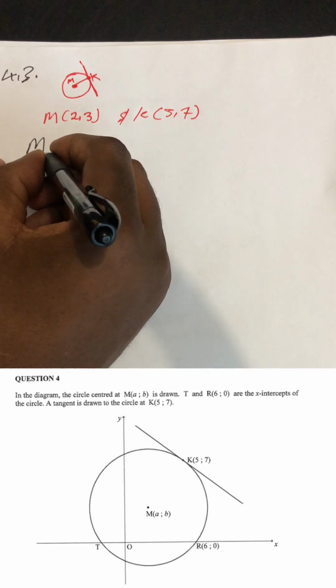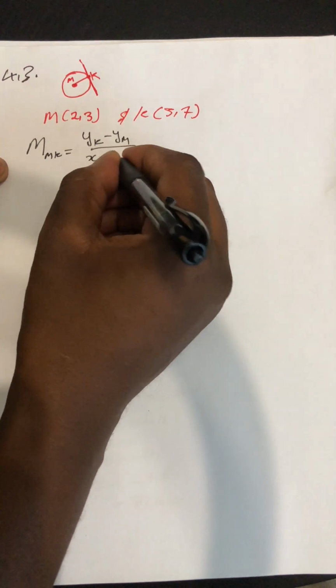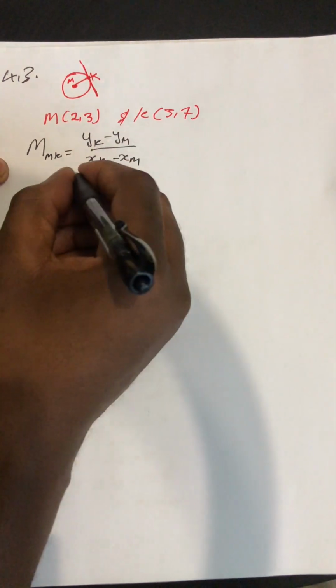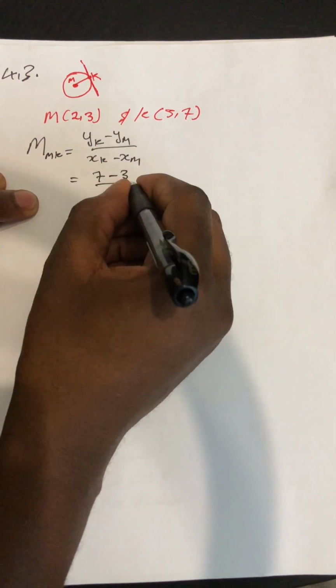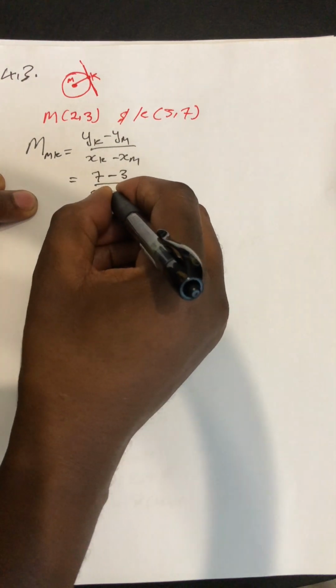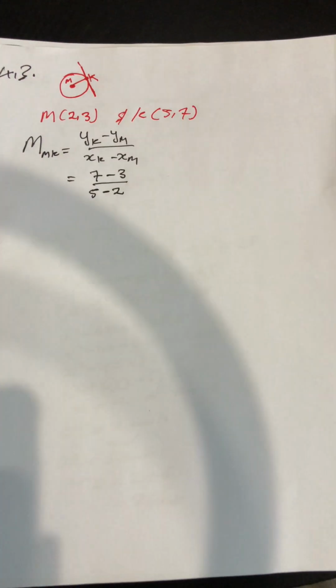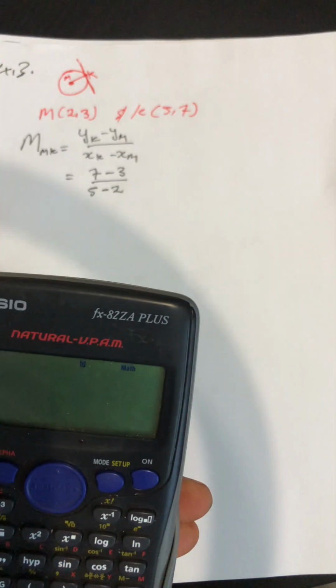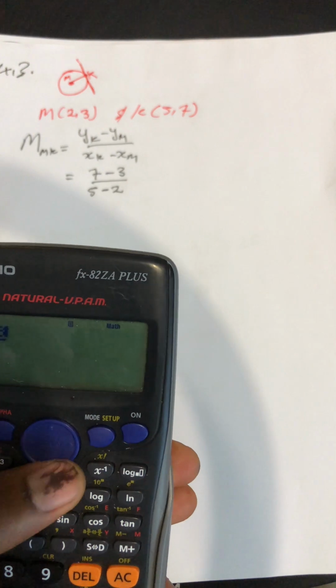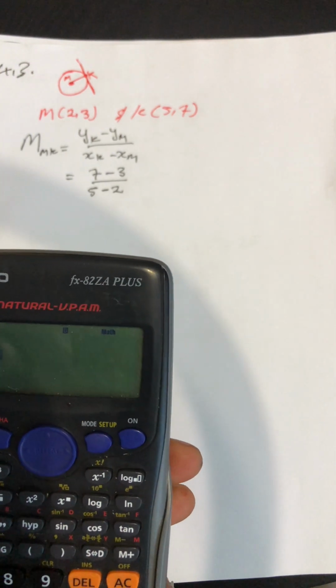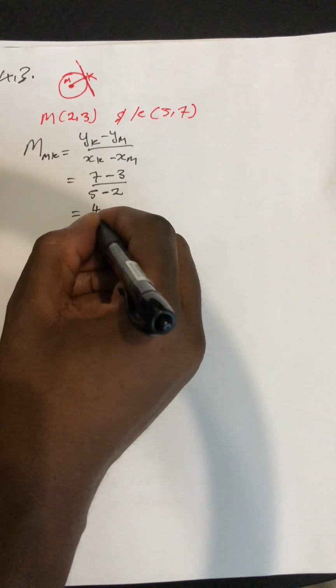Gradient of MK is going to be YK minus YM divided by XK minus XM. That is 7 minus 3 over 5 minus 2. The answer is 4/3. The gradient is 4/3.